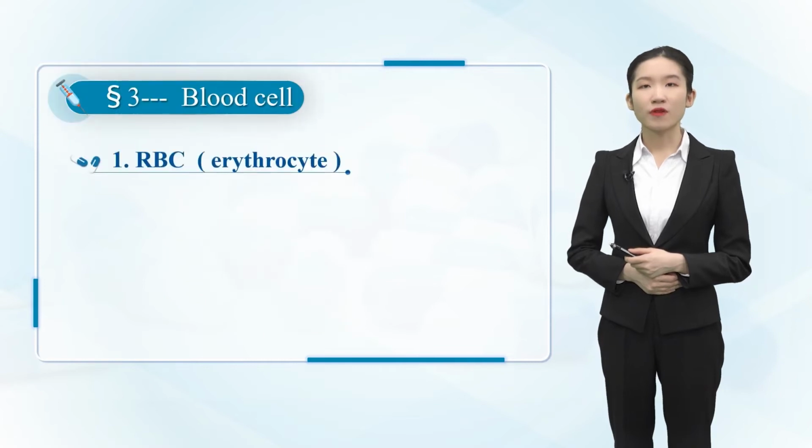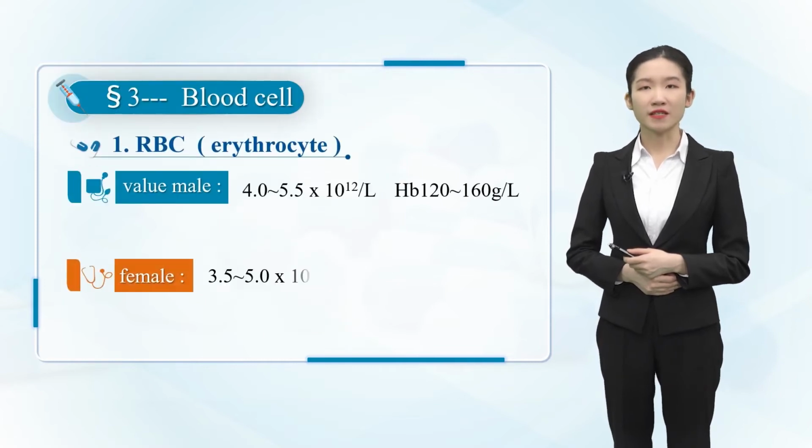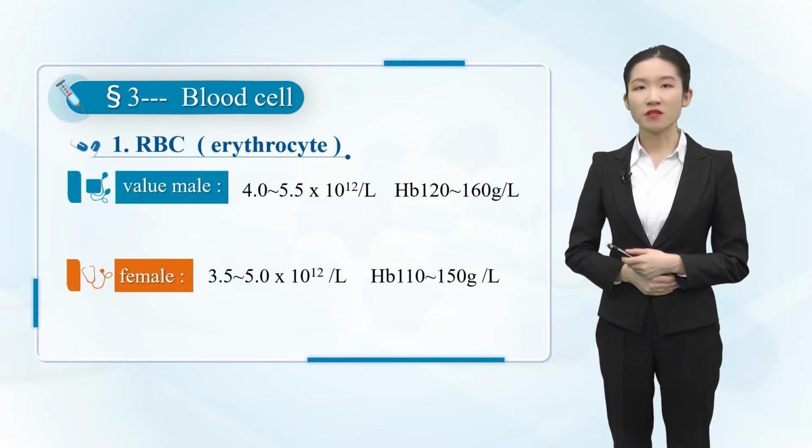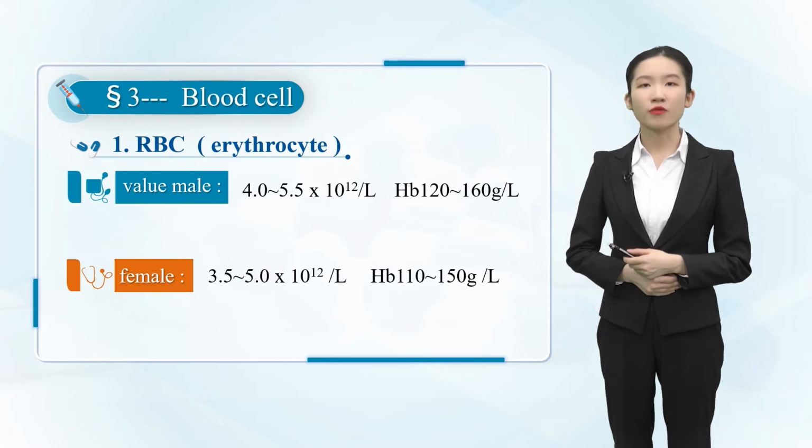Blood cell, red blood cell, or erythrocyte. The content of red blood cell in male is 4 to 5.5 times 10 to the power of 12 per liter, and the content of hemoglobin is 120 to 160 gram per liter. The content of red blood cell in female is 3.5 to 5 times 10 to the power of 12 per liter, and the content of hemoglobin is 110 to 150 gram per liter.